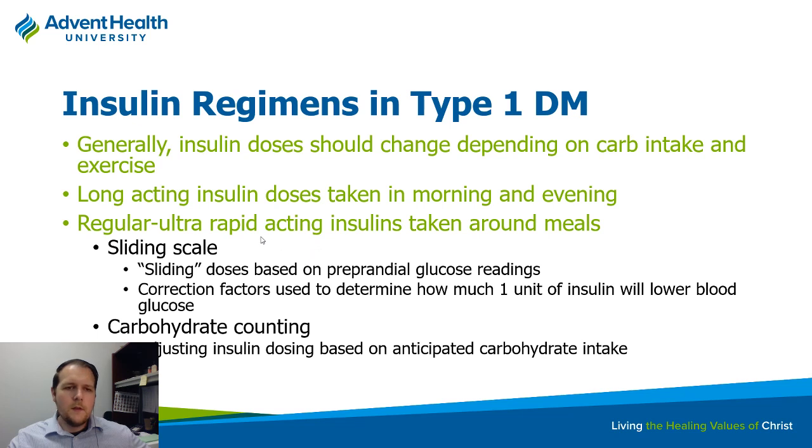Now, frequently they'll use what they call a sliding scale, where they'll actually give themselves a dose based on the preprandial glucose readings. And they'll use a correction factor to determine what their insulin sensitivity is, or basically how much glucose should change if that patient receives 1 unit of insulin. And that'll be different for every patient, depends on their glucose tolerance, and that can adjust over time as well.